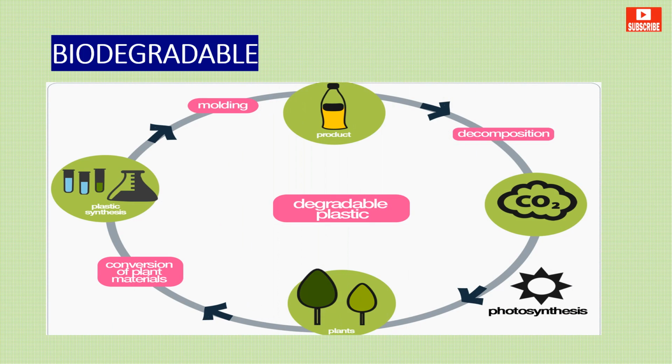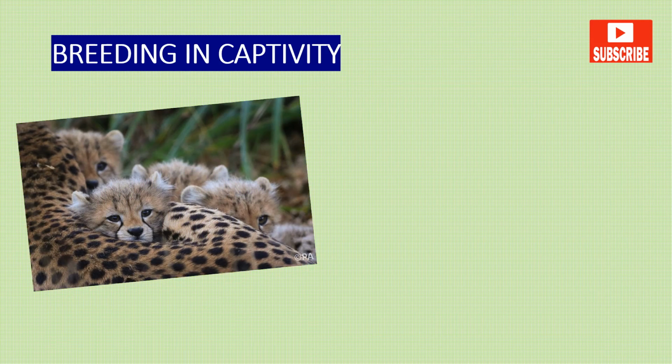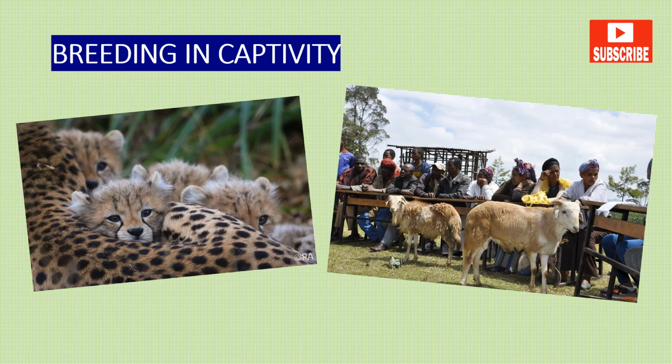Biodegradable, which is generally referring to packaging, it means something that can be decomposed by bacteria or other organisms. Like you see, we start with the plants, then with the help of the conversion of plant materials, it becomes plastic, then we mold the plastic into a product, and then again it gets decomposed. Breeding in captivity. The reproduction of animals in confinement, not in their natural habitats.